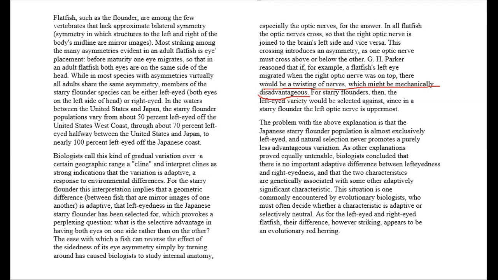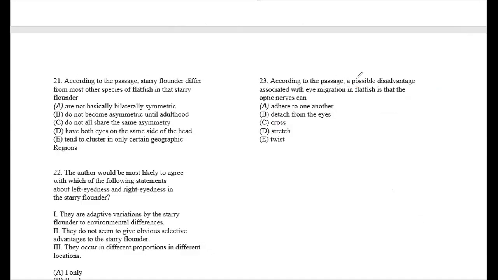And let's go back and look at what the option is saying. Okay, so yeah, a possible disadvantage associated with eye migration is that the optic nerves can twist, because this is directly given to us, that twisting of nerves could be disadvantageous.